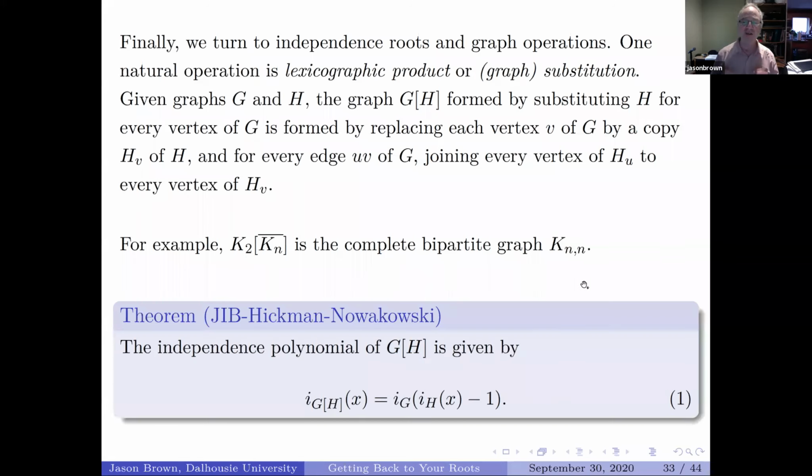Okay, so how do independence polynomials behave with respect to graph substitution or this lexicographic product? You might think, well, there's no correlation between the independence polynomial of the graph product and the independence polynomials for G and H. But you would be wrong. There's a deep connection that we can make enormous use of. So the independence polynomial of G with H substituted in for each vertex is given by the following. We can actually write it down. The independence polynomial of G composed with H is the independence polynomial of G, where we substitute for the variable x the independence polynomial of H minus the constant term 1.